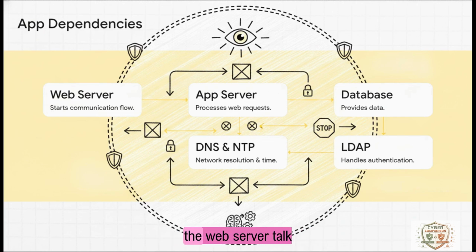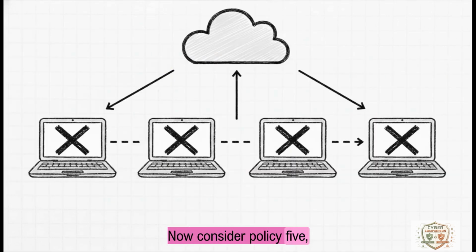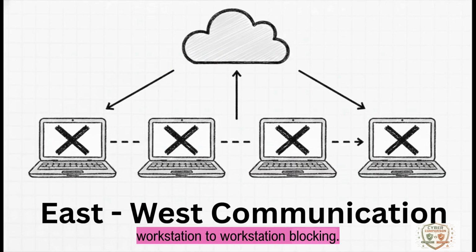You can literally watch the web server talk to the app server, hit the database, check LDAP, and ping DNS. True application segmentation means you allow only these specific, legitimate communications, and you categorically deny everything else outside of that exact flow. Now consider policy 5, workstation to workstation blocking.